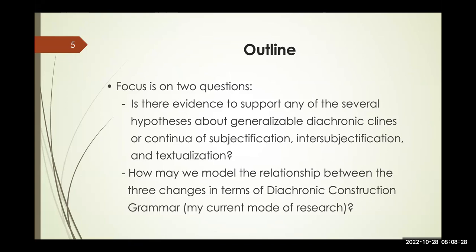So my focus is on two questions. Is there evidence to support any of the several hypotheses about generalizable diachronic clines or continua of subjectification, intersubjectification, and textualization? And second, how may we model the relationship between the three changes in terms of diachronic construction grammar, which is my current mode of research?